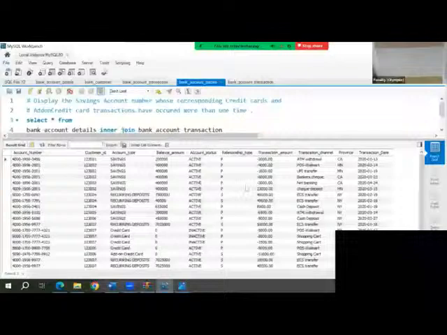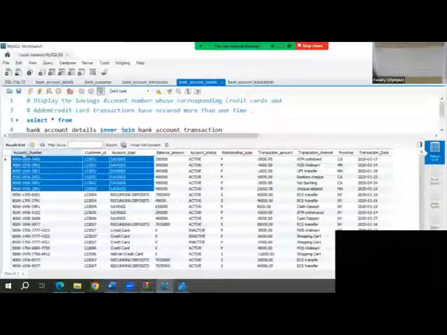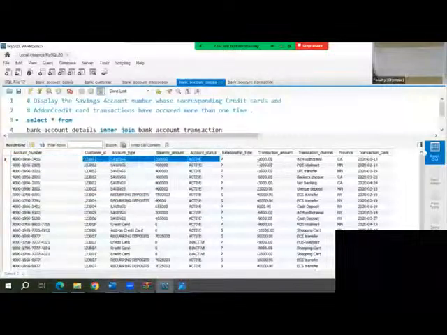So in this table, what are they asking us? They want the savings account number whose corresponding add-on credit card transaction has happened more than once. So let's take this guy, customer ID 001. Does this guy have any other credit card or something? No, right? So this guy is not the answer.